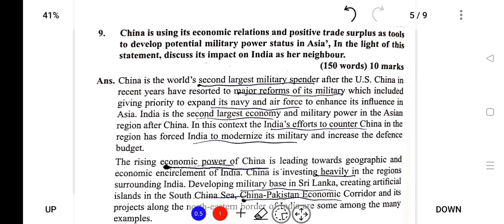Next. So this question is related to international affairs. More or less, it's related to China. China is using its economic relations and positive trade surplus as a tool to develop a potential military power status in the light of the perceived impact of India as its neighbor. So India and China have been competitive in nature, as China is the second largest military spender after the USA, and India is in fourth.